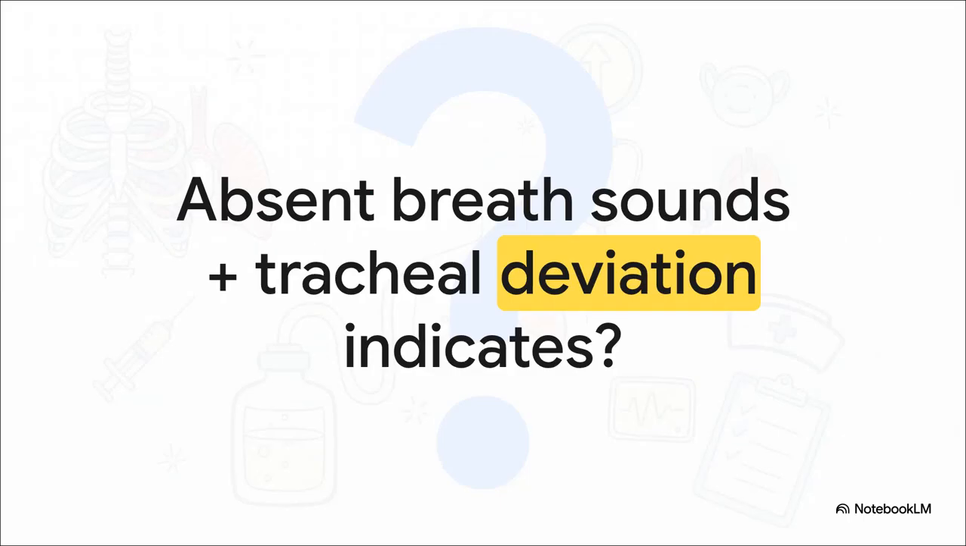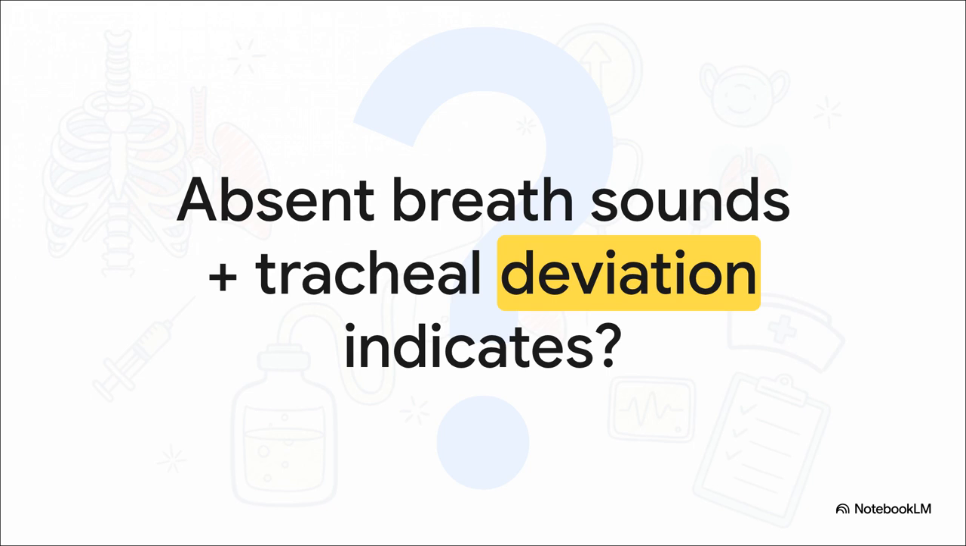Read this scenario carefully with me. A trauma client develops sudden dyspnea, absent breath sounds on the right, tracheal deviation to the left, and hypotension. The nurse recognizes A, simple pneumonia, B, tension pneumothorax requiring immediate decompression, C, pleural effusion, or D, anxiety attack. I'm going to give you 3 seconds. Drop your best guess in the comments.